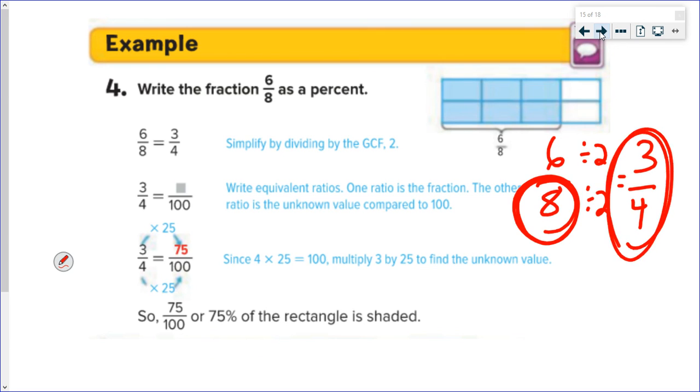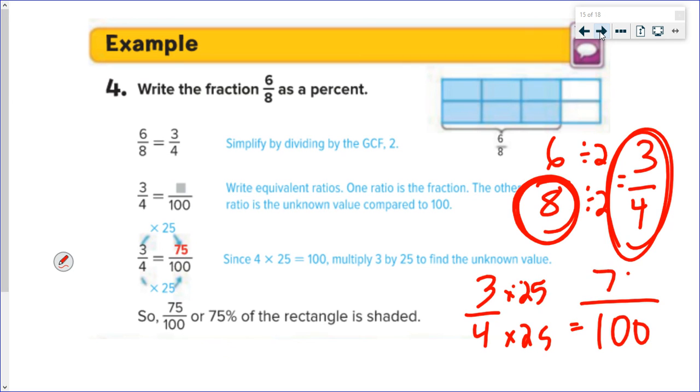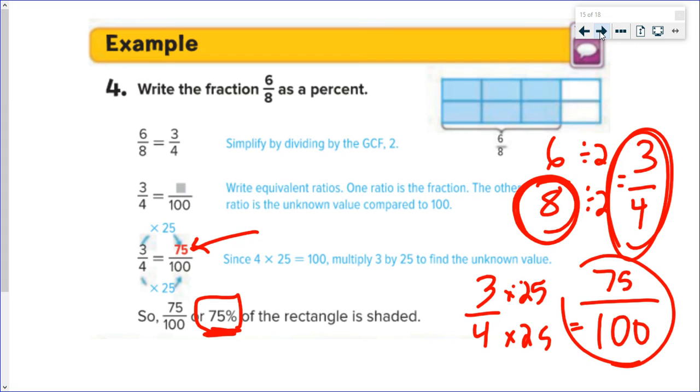Now, 3/4 does work well with 100. Because if I have 3/4, I know that 4 times 25 gives me 100, which means I have to times 25 up here, which means I'm going to end up with 75 over 100. And if I find out 75 over 100, that means I know that 75 over 100 is technically just 75%. So 75% of this bar is shaded, right? As you can see here, 75% of this bar diagram is shaded.